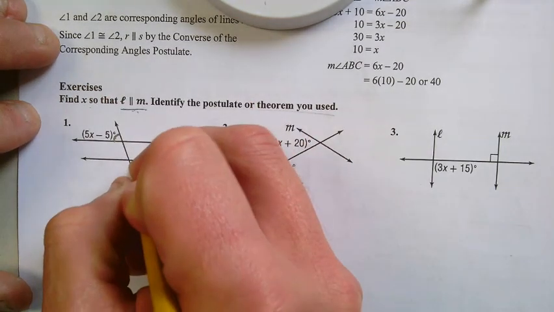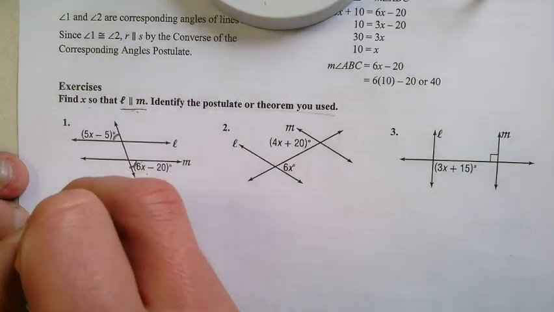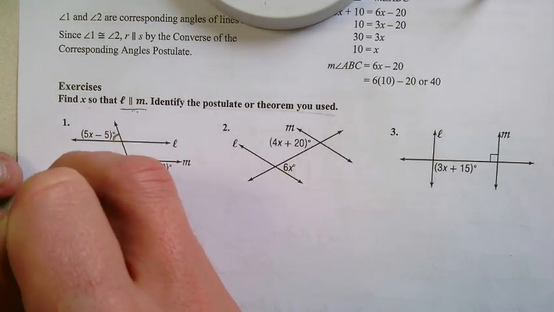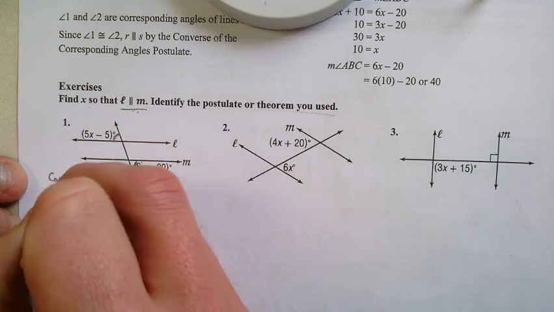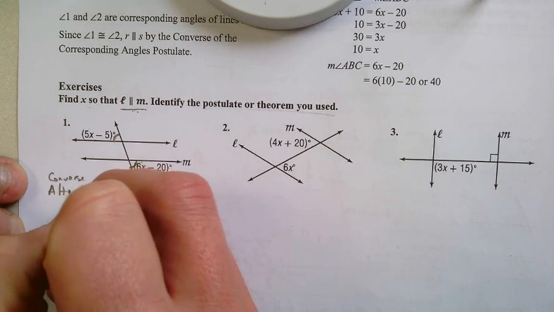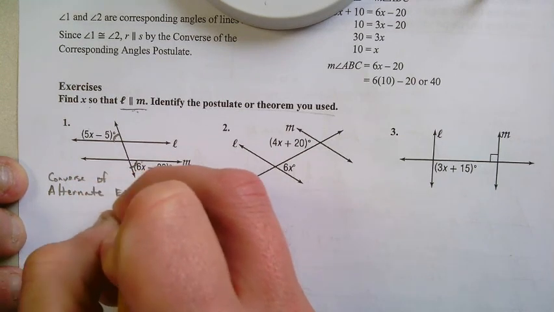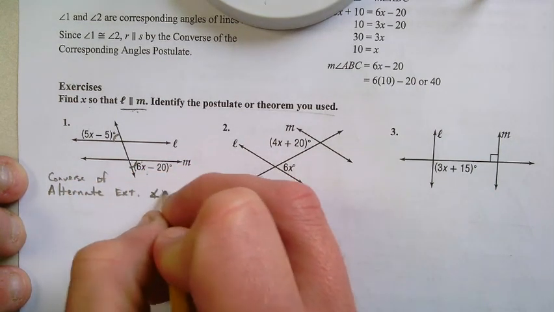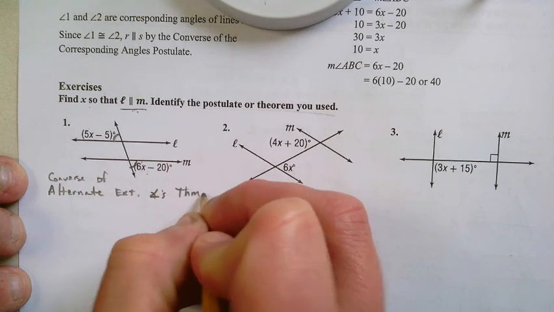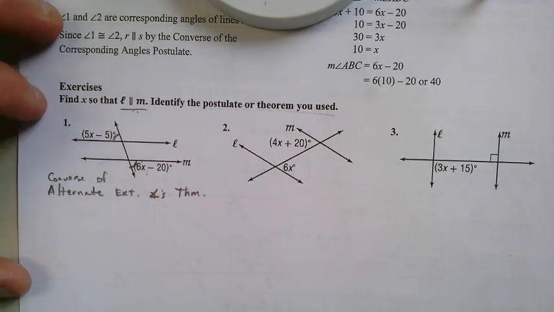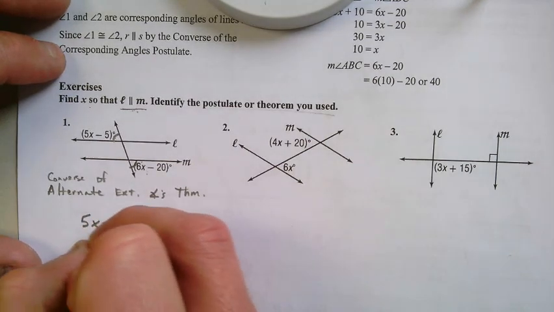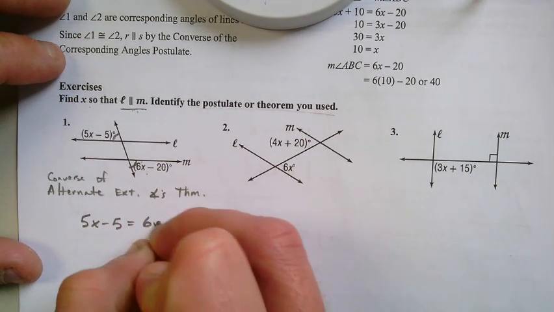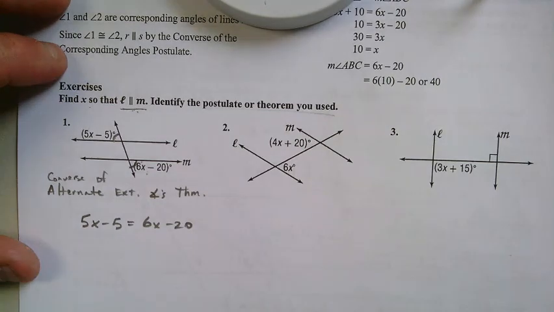So I'm going to go ahead and mark these as being congruent, and I'm going to go ahead and do something like this. This is the converse of alternate exterior angles theorem. I'm really okay with you abbreviating if you can abbreviate correctly. So here's the equation. I'm not too concerned about solving it right now. I think you guys can do that.